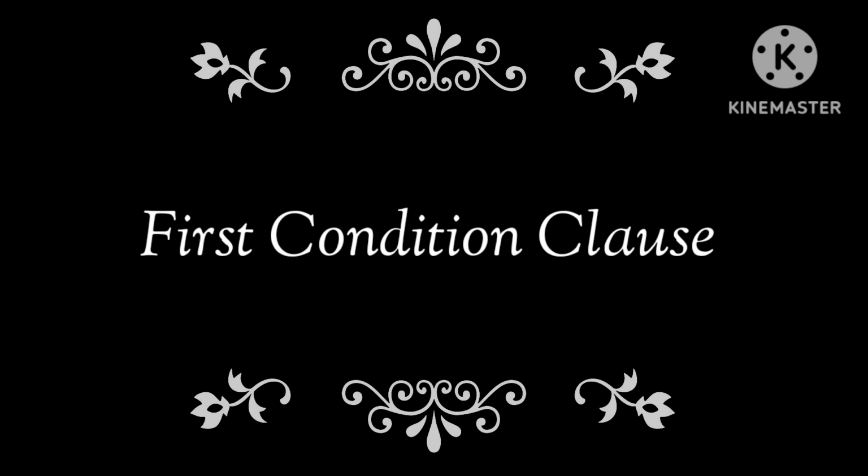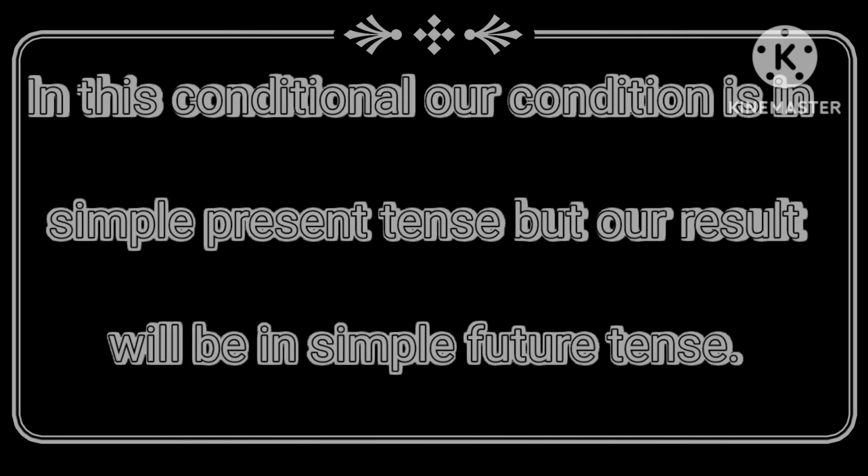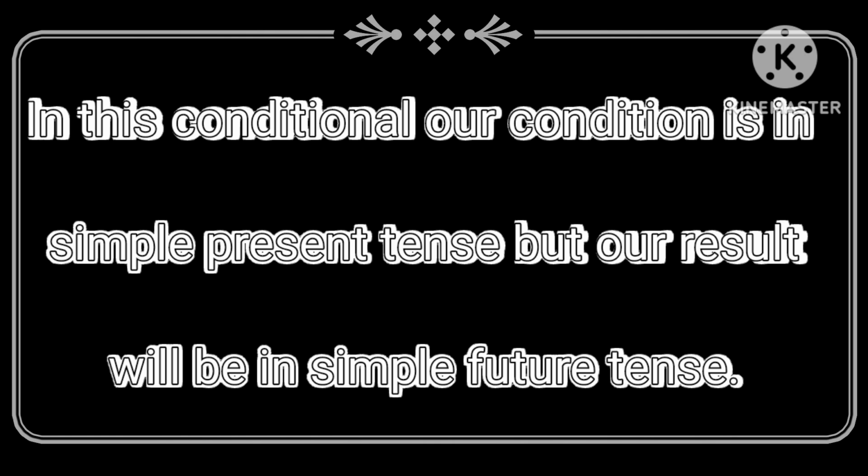Today we are going to talk about the first condition class. First condition. In this condition, our condition is in simple present tense, but our result will be in simple future tense. It means we use two tenses here. One of them is simple present and another of them is simple future.